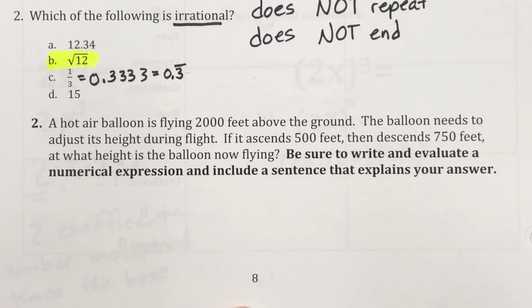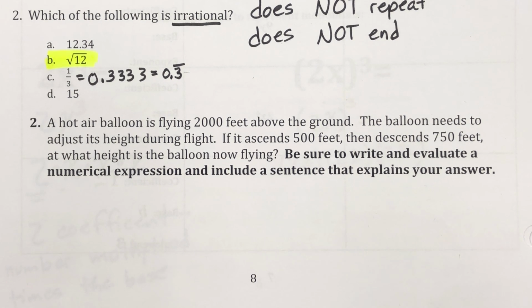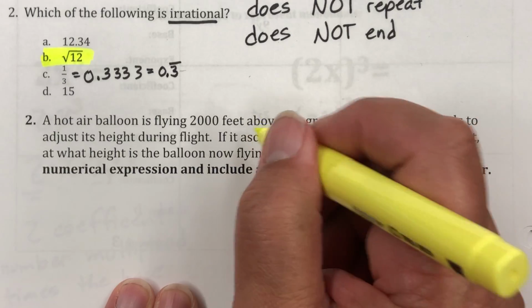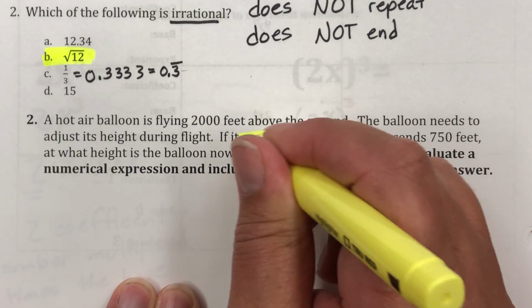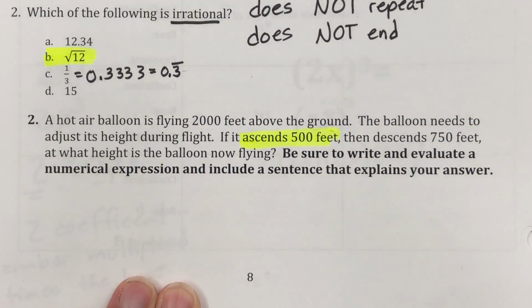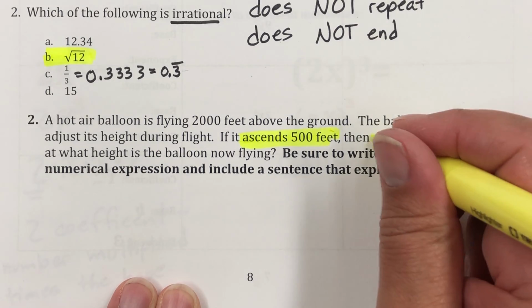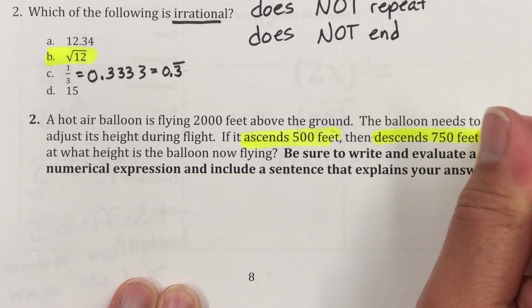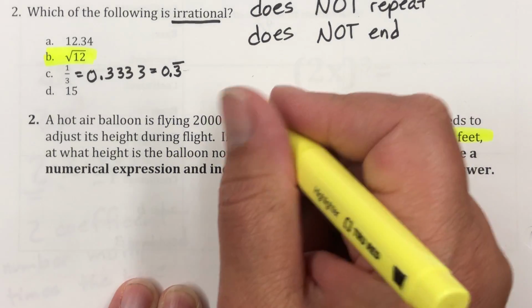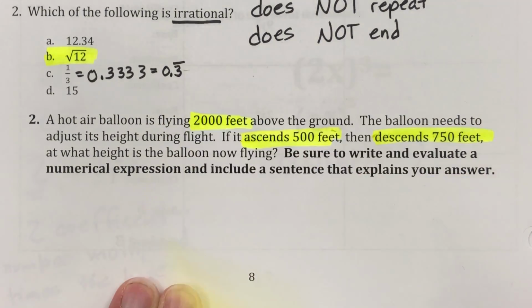All right. Oh, word problems. A hot air balloon is flying 2,000 feet above the ground. Balloon needs to adjust its height during flight. If it ascends, if you go back to the last packet and you look up this word, ascends, it means it goes up 500 feet. Then descends, that goes down 750 feet. Oh, sorry, I forgot, 2,000 feet. At what height is the balloon flying now?